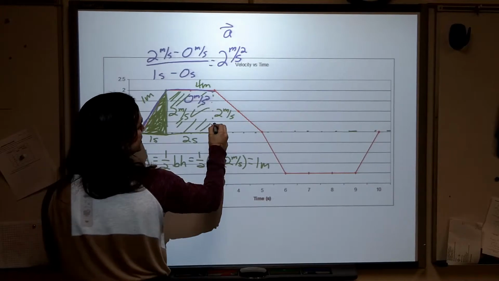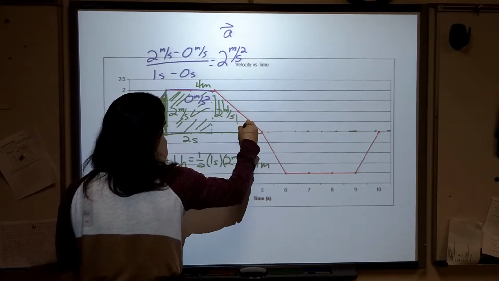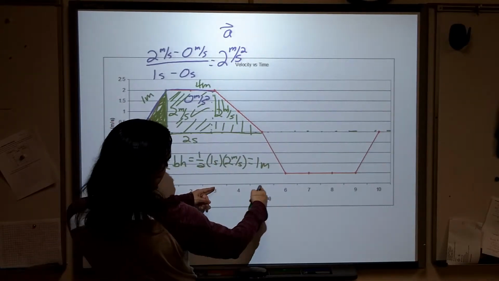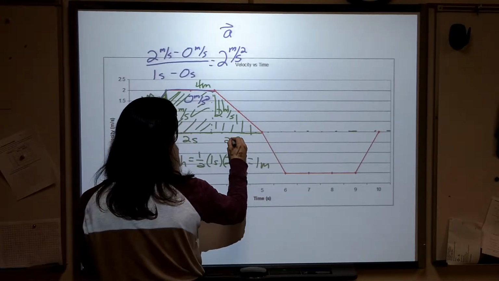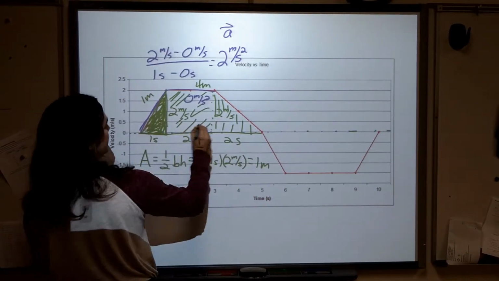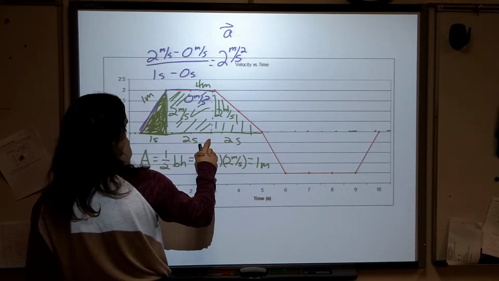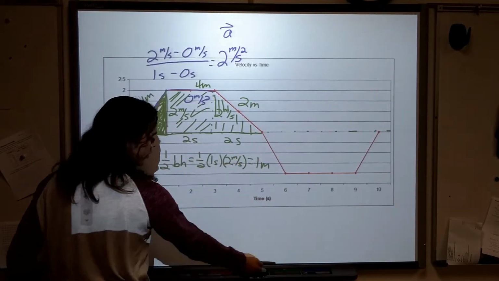1 meter, 4 meters, and then if I look over here, we've got a triangle. It has a base that goes from 3 seconds all the way over to, finding right here, 5 seconds. So that's 2 seconds, and it once again has a height of 2 meters per second. So we would have 1/2 base times height. This is 2 seconds. That would be 2 meters is how far we go.